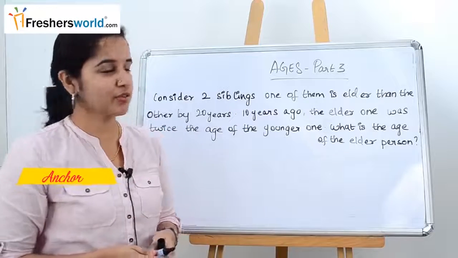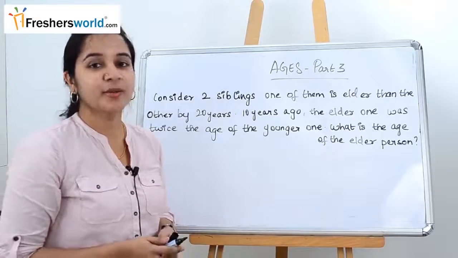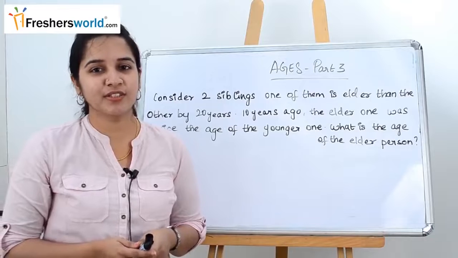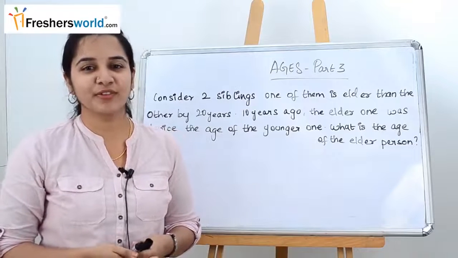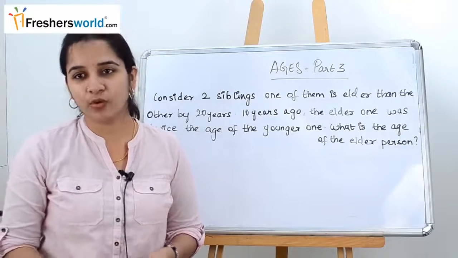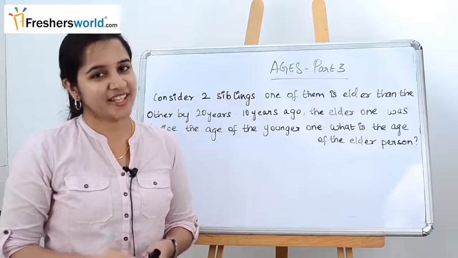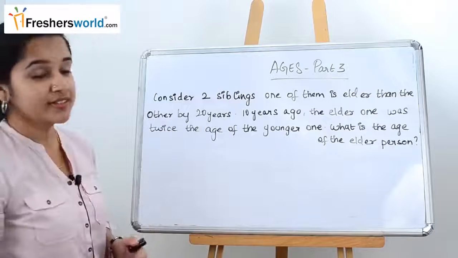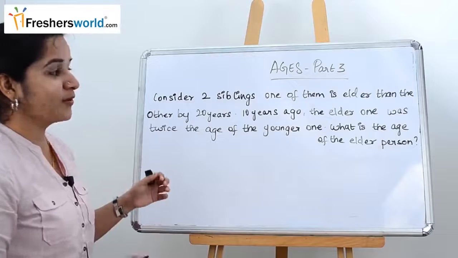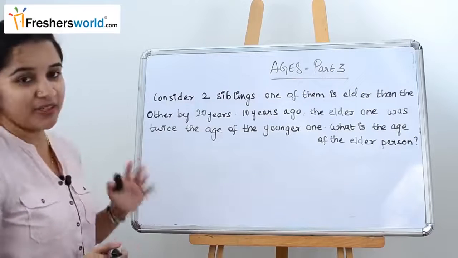The topic that we are going to look today is ages part 3. So in the previous parts of ages, we dealt with the simpler sums. Going forward, we have to solve tougher problems to understand the overall concept of ages better. So let's get started. The question that they have given is, consider 2 siblings, one of them is elder than the other by 20 years.